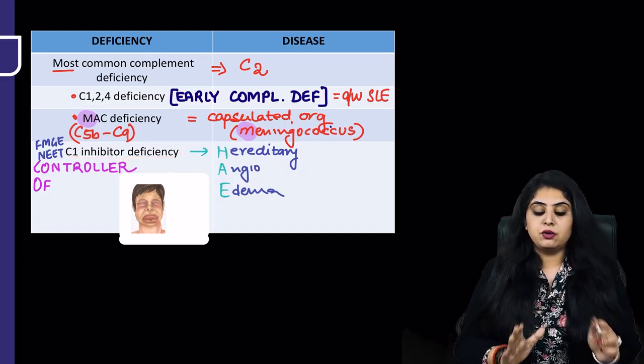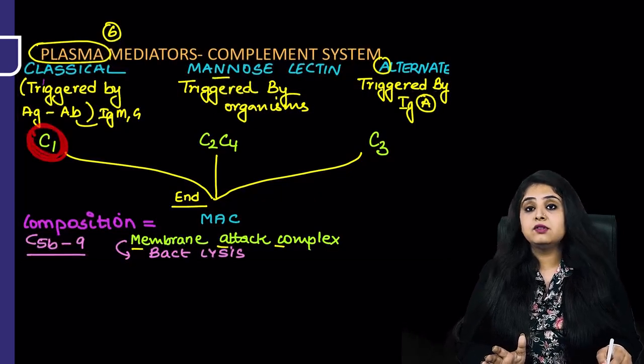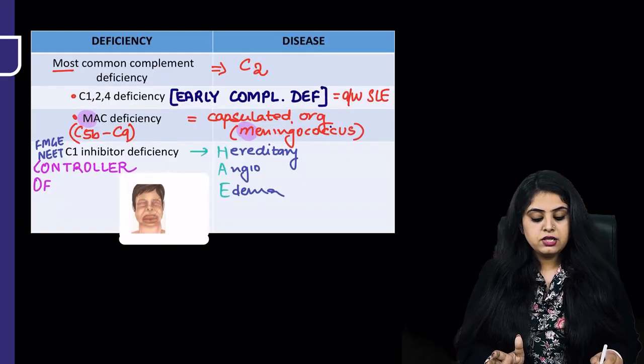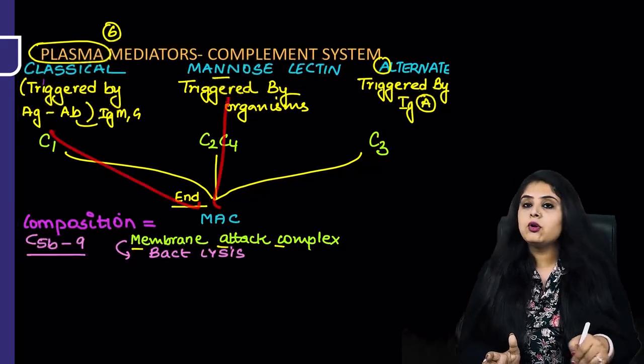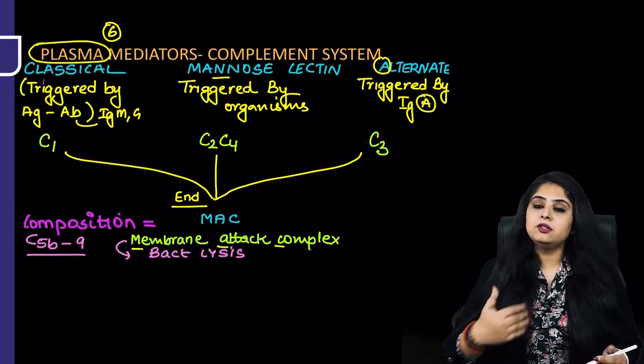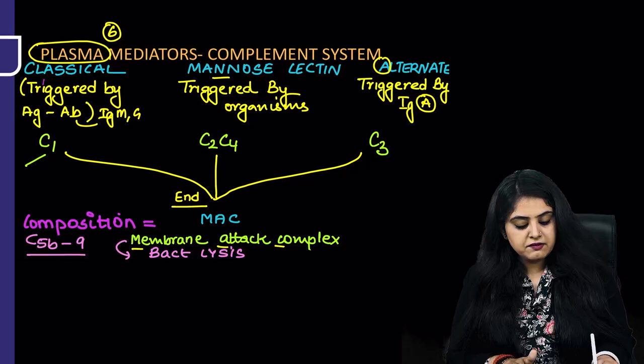Now I have to break it down. First, I know what is C1. We remember C1 was where the pathway was starting. But do you know in the body you have a C1 inhibitor? Why? Because do you think you want this pathway to keep on going forever and ever and keep destroying your cells? No. Normally this C1 is controlled by something called C1 inhibitor. So we write it as C1 INH.